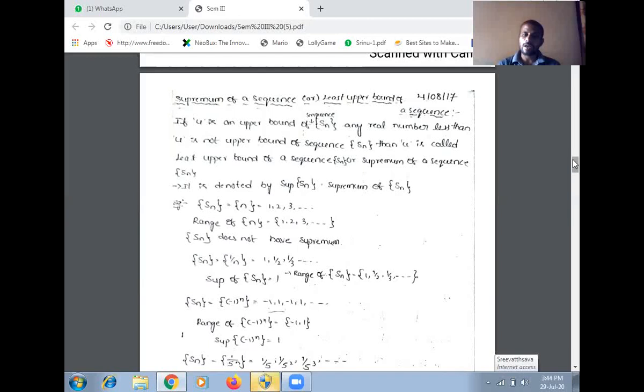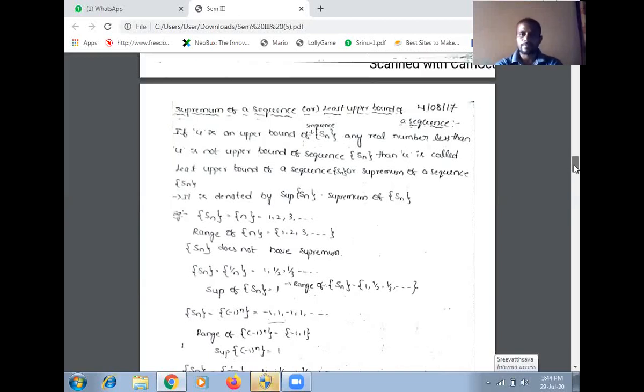So 1 is the least upper bound of this sequence. So what is the supremum of Sn? Sn means here minus 1 to the power of n, equal to how much here? 1. So 1 is the supremum of this given sequence.